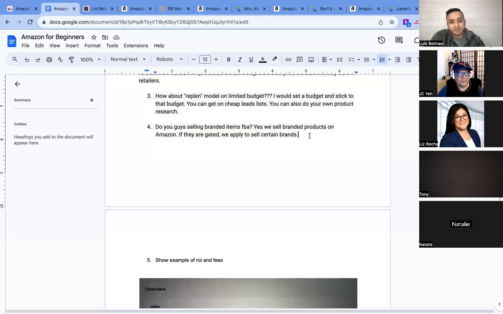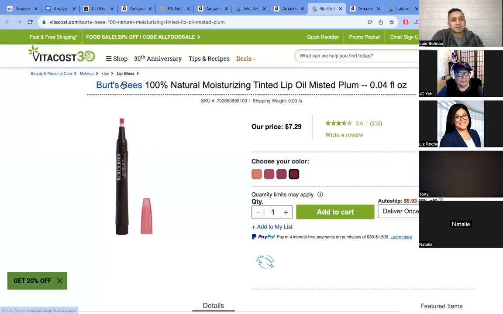Next question is, do you guys sell branded items for FBA? Yes, we sell branded products on Amazon. For example, this one's a popular product, Burt's Bees.